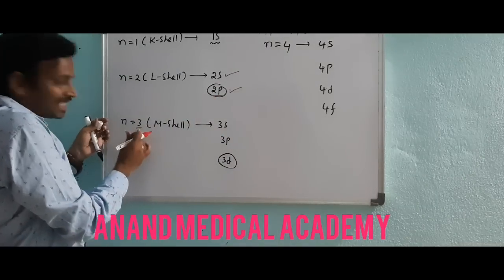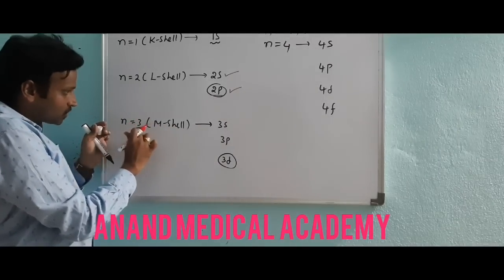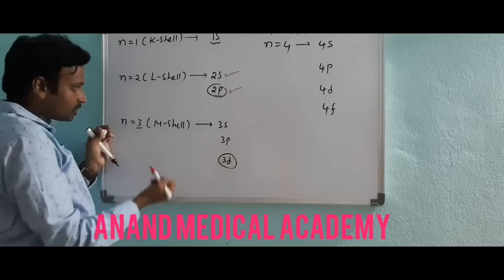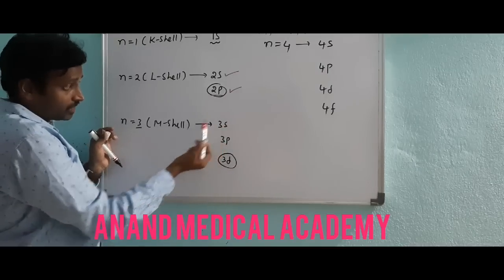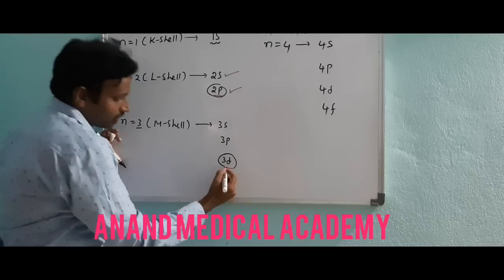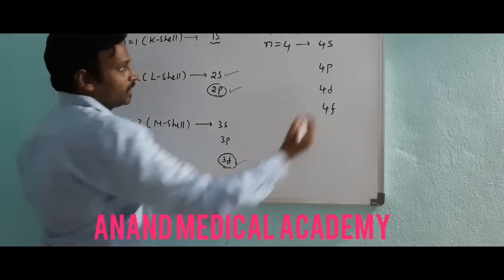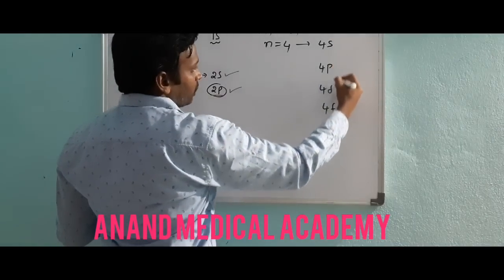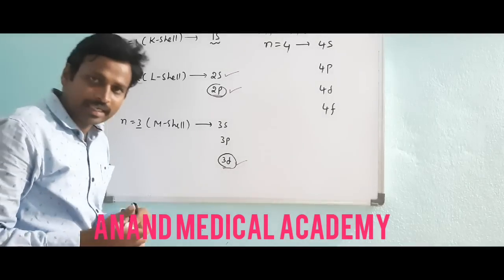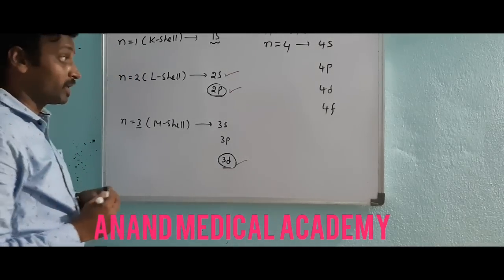The n value 3 means the M shell. What are the subshells? It starts with s, and these 3 will come: s, p, d. So here p and d are new. When n is 4, you have 4s, 4p, 4d, 4f. Very clear? These are very, very important for you.